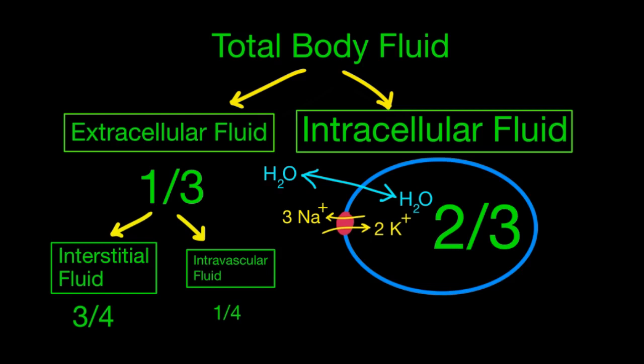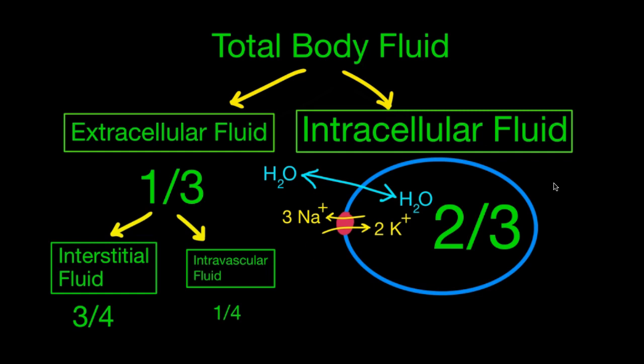Okay, here we're going to talk about a physiologic approach to hyponatremia. First, we're going to briefly cover body fluid compartments. Of all the fluid in our body, 2/3 of it is intracellular, so inside of cells. The remaining 1/3 is extracellular. Among this extracellular fluid, 3/4 of it is interstitial, and the remaining 1/4 is intravascular.